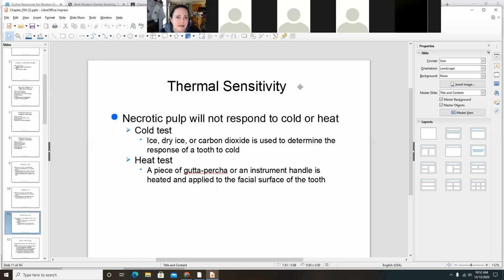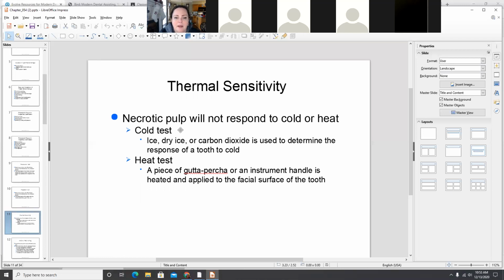Thermal sensitivity is going to be sensitive to hot and cold. Okay. Necrotic, what does necrotic mean? Dead. Dead. Please ignore me. I'm punchy this morning. Necrotic pulp will not respond to cold or heat. Okay. If the pulp is dead, it won't respond to anything. It doesn't mean that it doesn't need a root canal. It just means you need a really good endodontist with a really good microscope to do it. Okay. Because once the pulp is dead, it closes up.